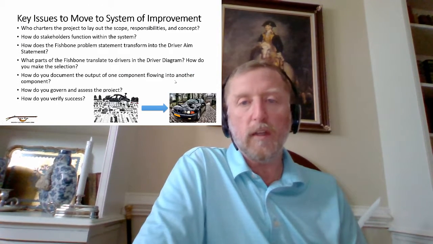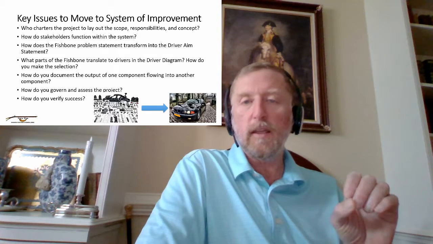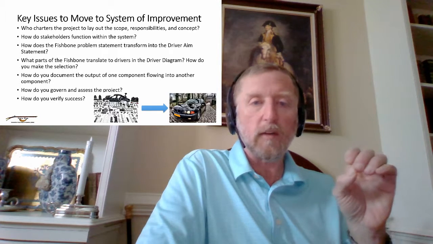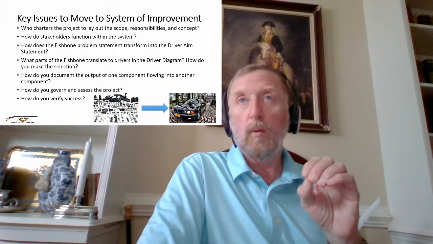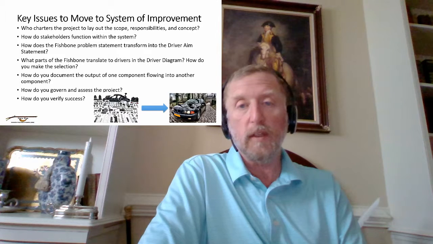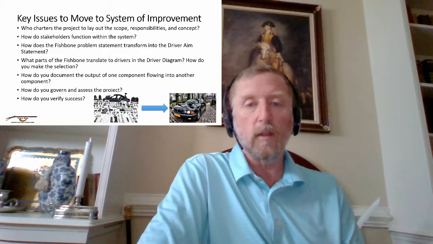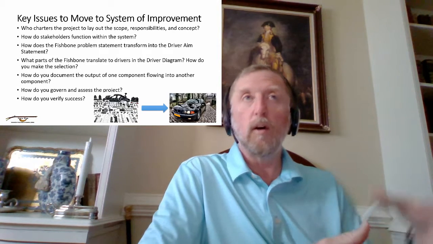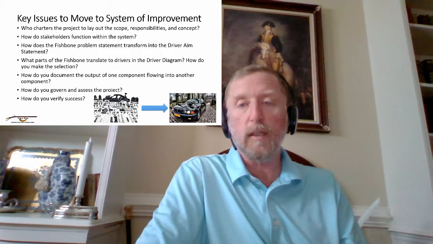So how do we move to this system of improvement? We've got to understand who charters the project, to lay out the scope, scale, responsibilities, and the concept, the success factors. Who are the stakeholders and how do they function within the system? What influences and constraints, especially, do external stakeholders lay on the system that we may have to have the chartering body address? How do we identify the fishbone diagram problem statement? Hopefully that's coming from the project charter. If it's not, we need to go back to the chartering agency.